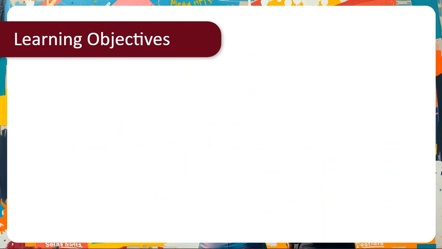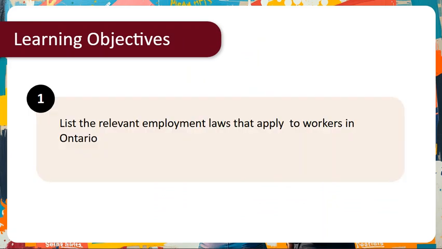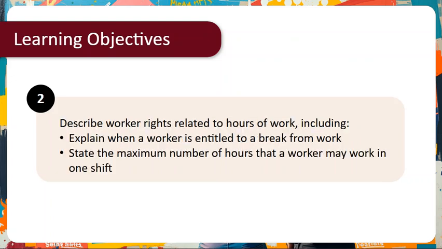By the end of this course, you will be able to list the relevant employment laws that apply to workers in Ontario. Describe worker rights related to hours of work, including explain when a worker is entitled to a break from work. State the maximum number of hours that a worker may work in one shift.